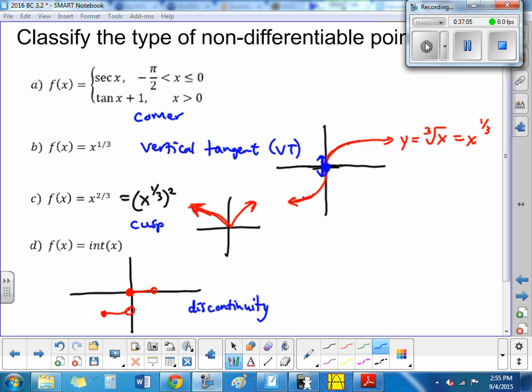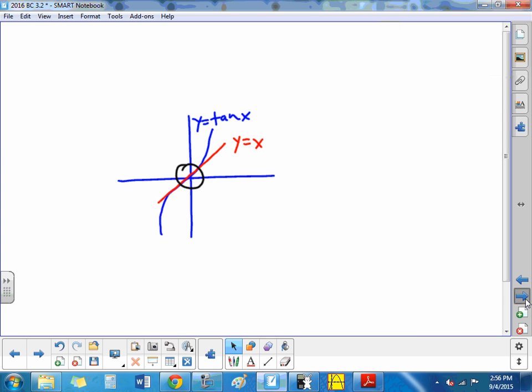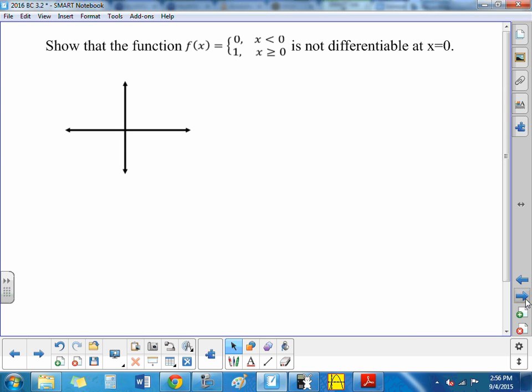Okay, on our next slide, we're trying to show that this function is not differentiable at x equals 0. Now, show that and describe a graph, those are two different levels of amount of work. So, you can certainly graph this. It's just the y equals 0 line when we're on this side of the y-axis, and it's the y equals 1 line when we're on the other side, including x equals 0. My point is, you can easily tell it's not continuous.